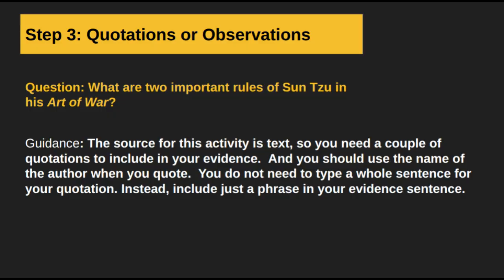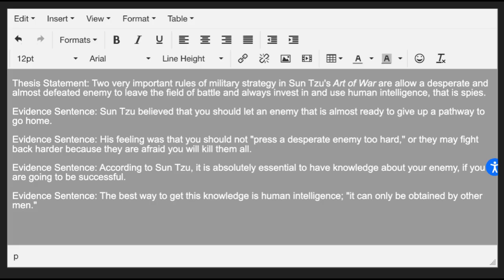Step 3 is adding in quotations or observations. In this case, we are quoting from Sun Tzu. We want to add quotations to a couple of evidence sentences, but we do not want to include an entire quotation sentence from Sun Tzu unless absolutely necessary. We simply want to add Sun Tzu phrases to our own sentences. Here are a couple of examples.